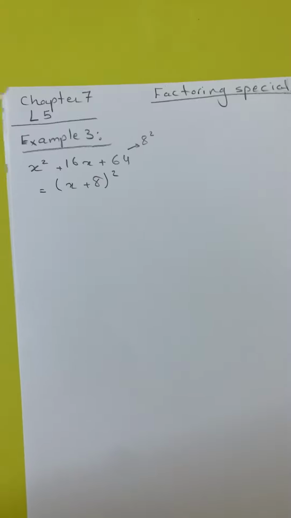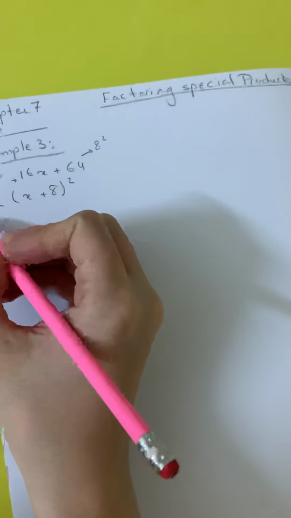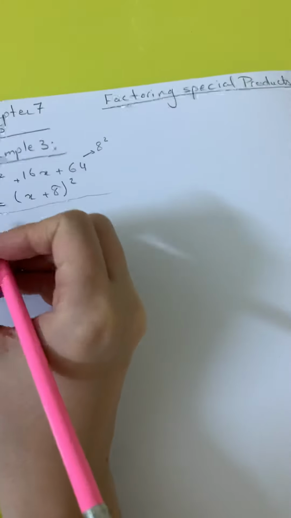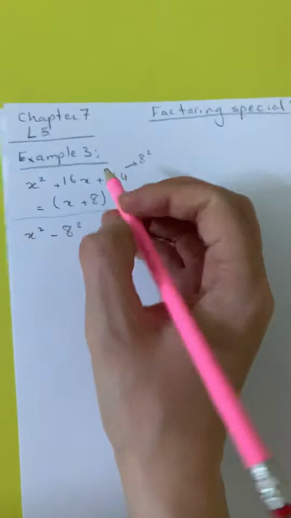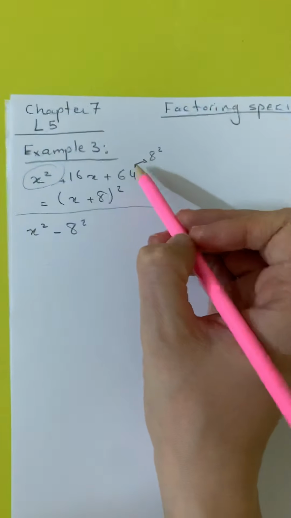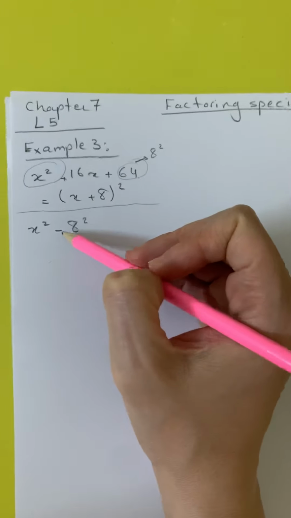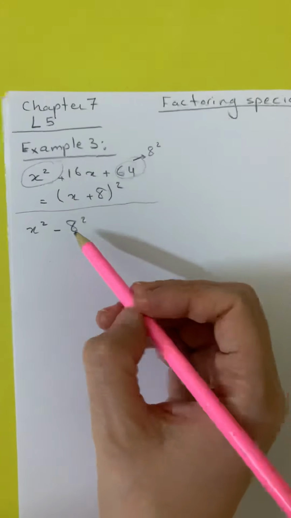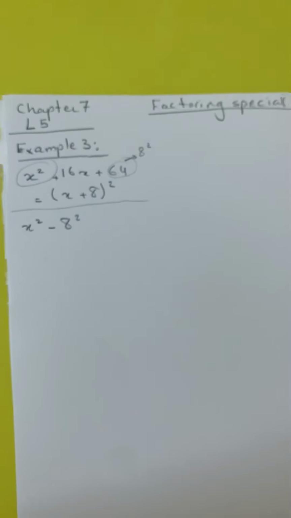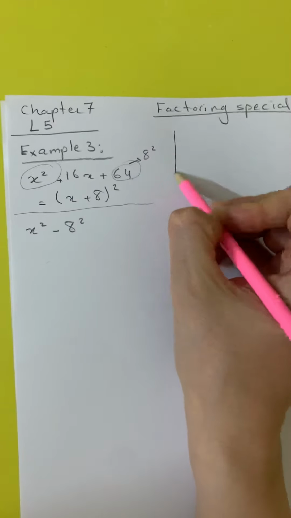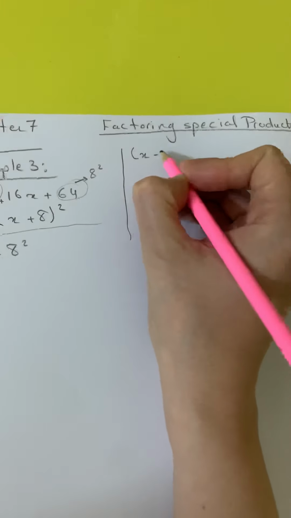Now we will be studying another special product. What if I have, for example, something like x power 2 minus 8 power 2, which is this one and this one here, but a minus in the middle? How can I factor this? This one has a special way of factoring. To remember how to do this, let me remind you of what we've been studying before.